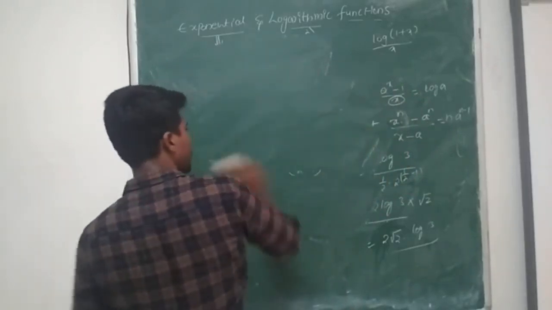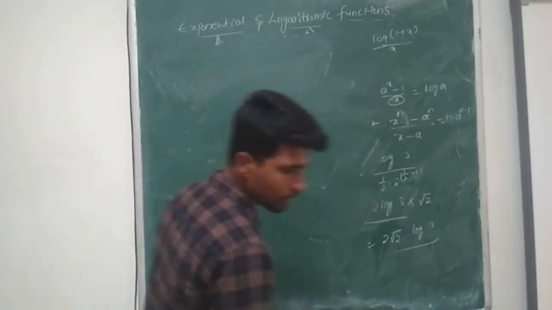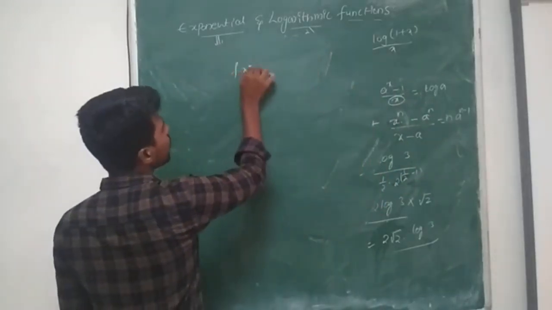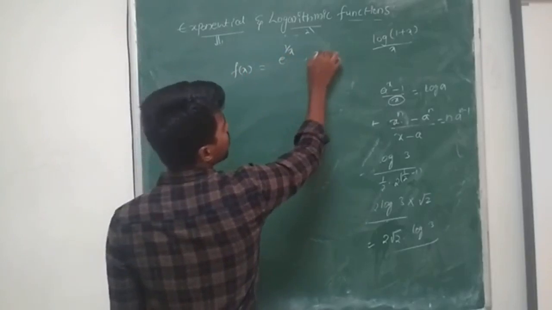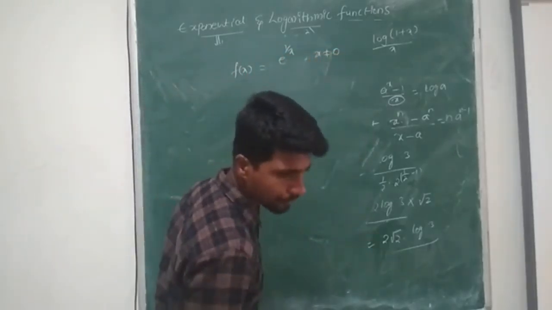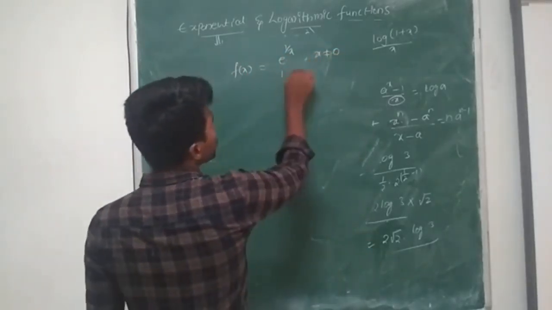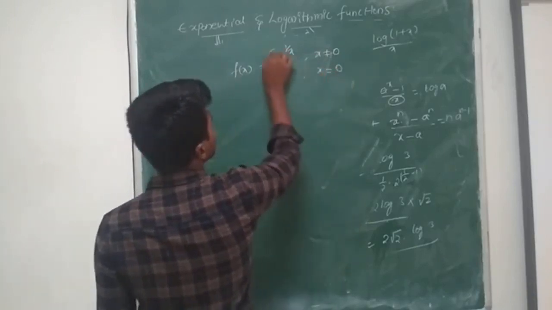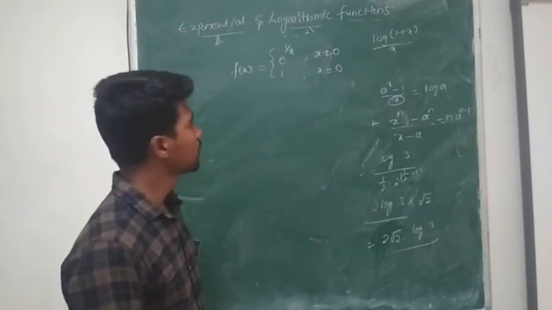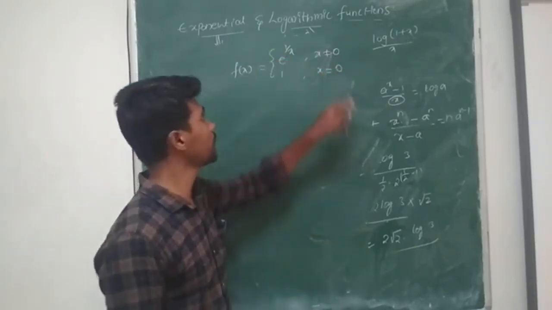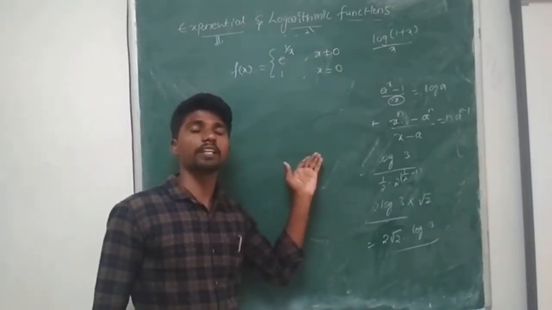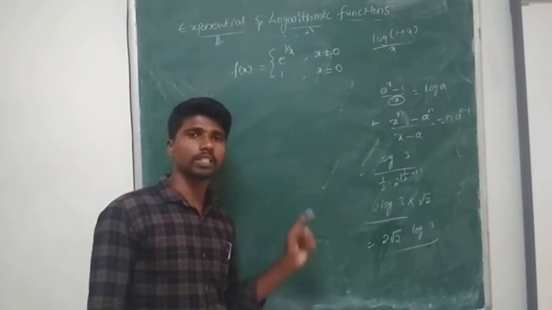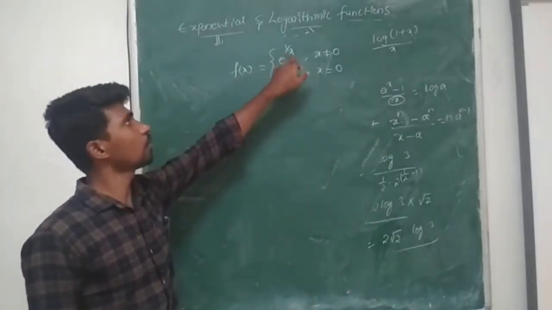Examine the function f of x, given as f of x is equal to e power 1 by x for x not equal to 0, and 1 for x equal to 0. In previous classes we have discussed that if x is not equal to 0, we just find its limit and equate it to f of. But you see here, I have a function 1 by x.